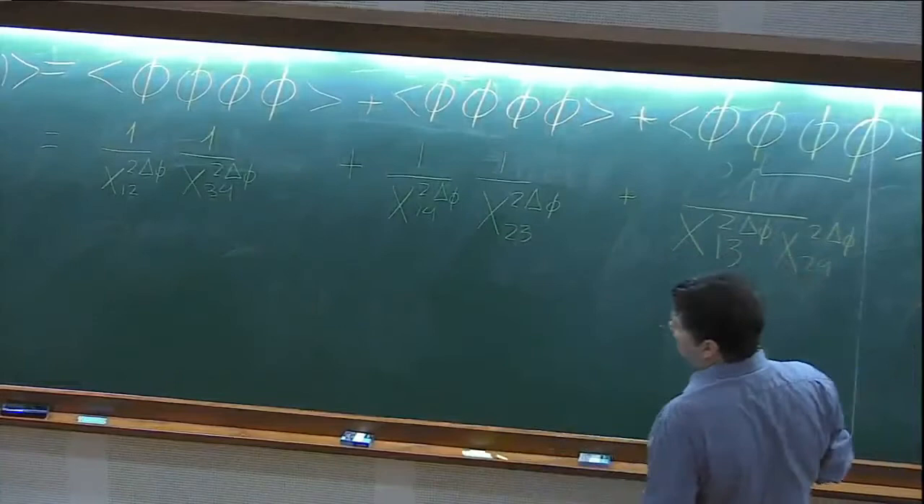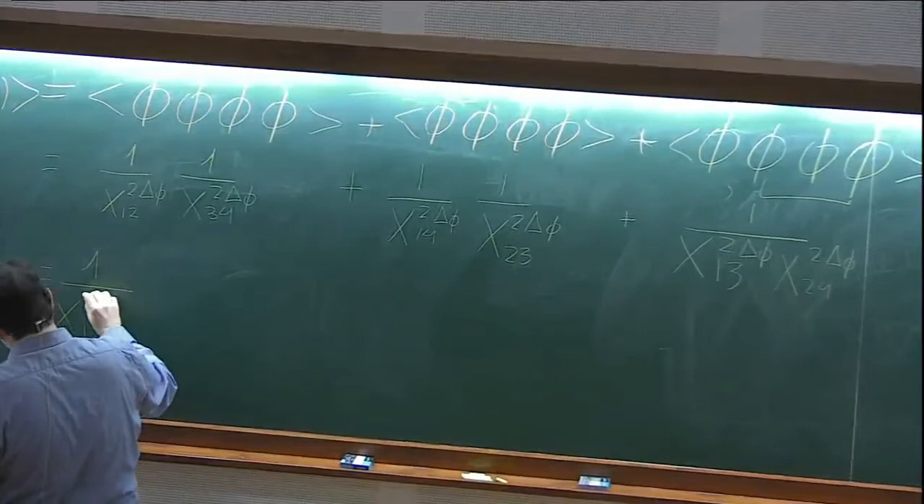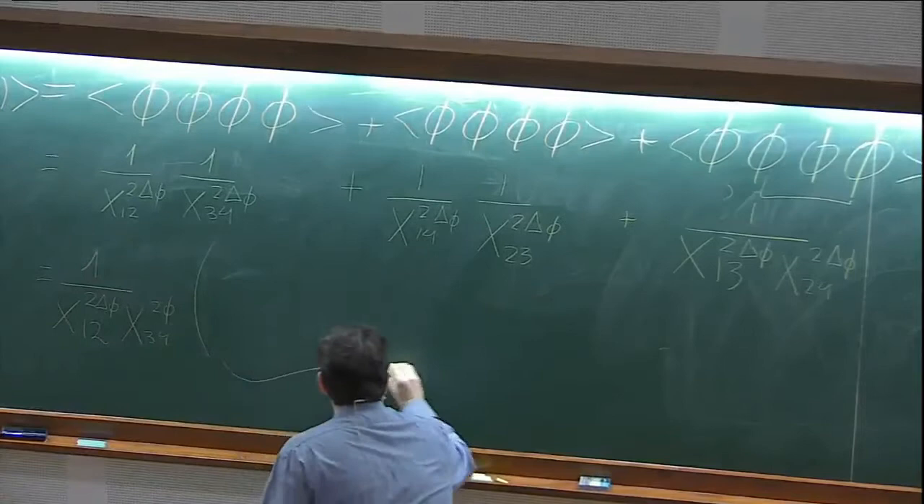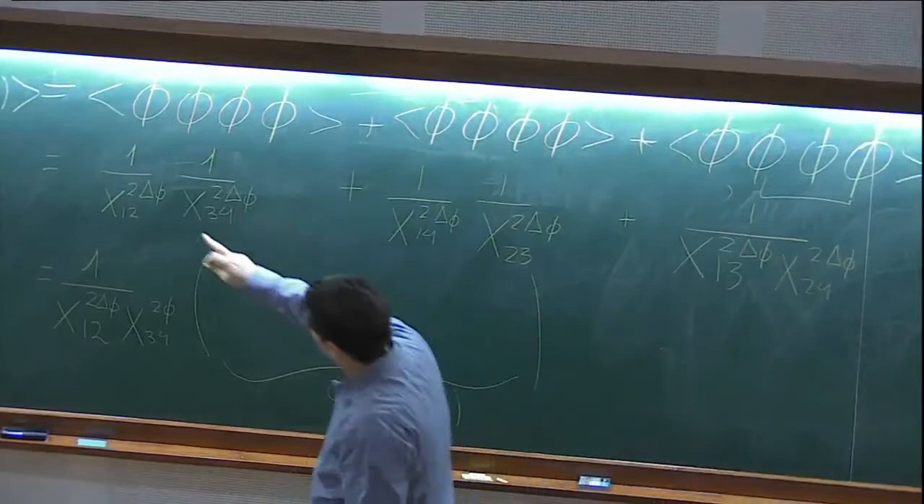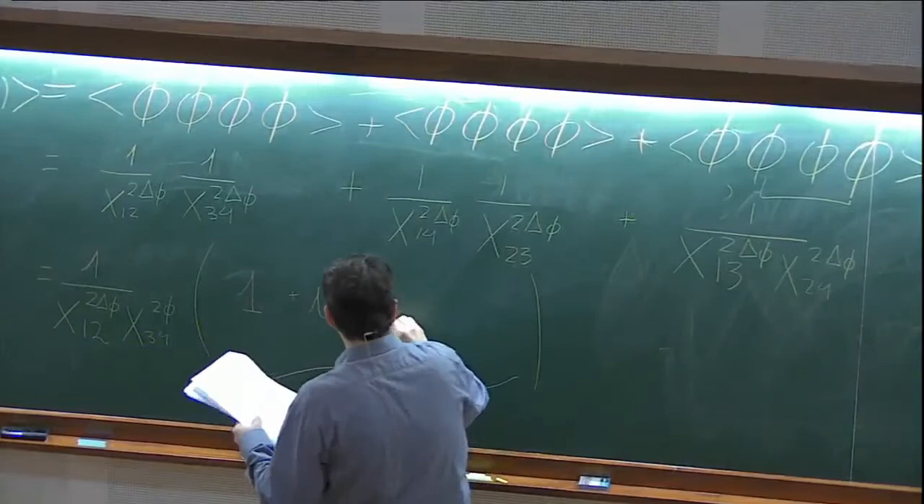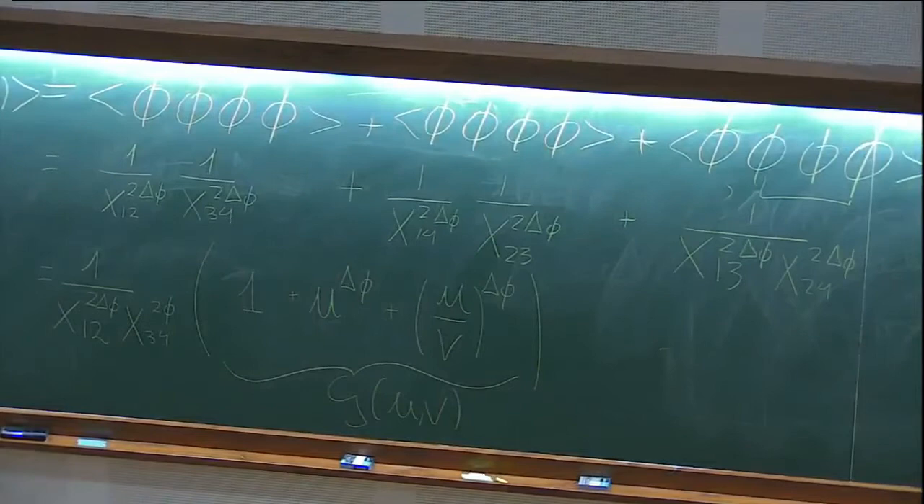And remember that conformal symmetry was telling us that this can be written as 1 over a prefactor that was x 1 2 to the 2 delta phi, x 3 4 to the 2 delta phi, times what we denoted by g of u, v. And just by looking here, this term will contribute a 1, and that's it. The next term will contribute a u to the delta phi, and the other one will contribute a u over v to the delta phi. Here you are. So this is the nicest four-point function. G of u, v is 1 plus u to the delta phi plus u over v to the delta phi. It doesn't get nicer than that, actually.